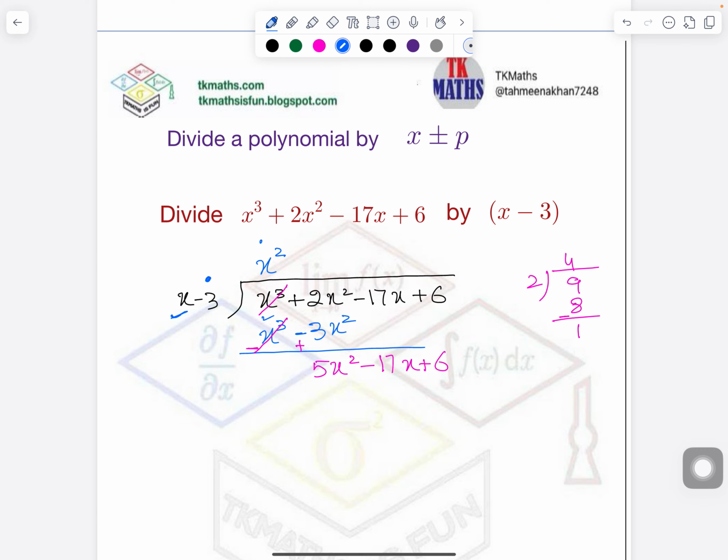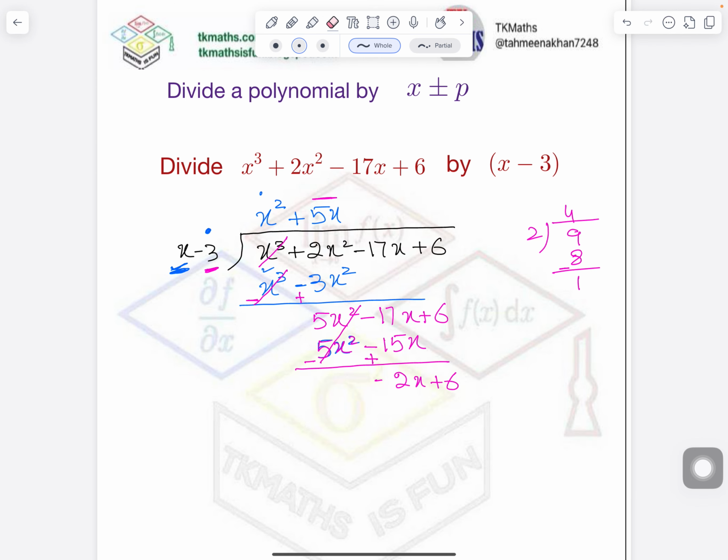Now, again you will multiply this x by a term to get 5x square. So x multiplied by 5x will give you 5x square. Let me take this pink color. Then minus 3 will also multiply by 5x, so it will be minus 15x. Again subtract, sign will change. This will cancel out, and you have minus 2x plus 6.